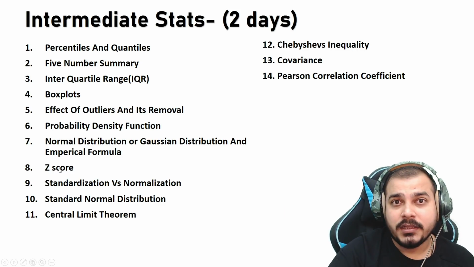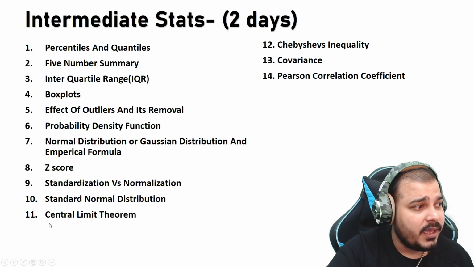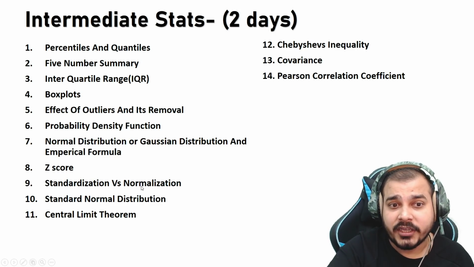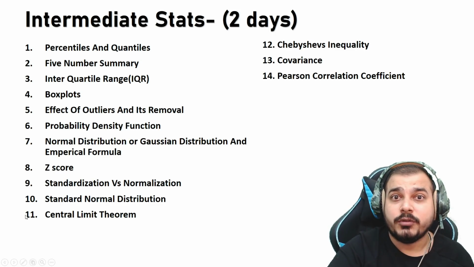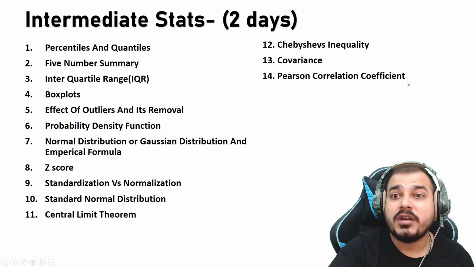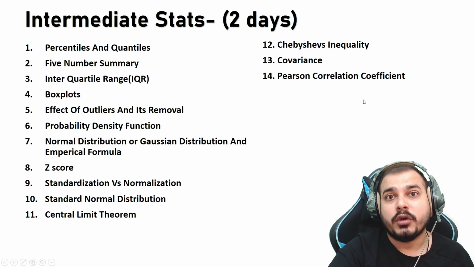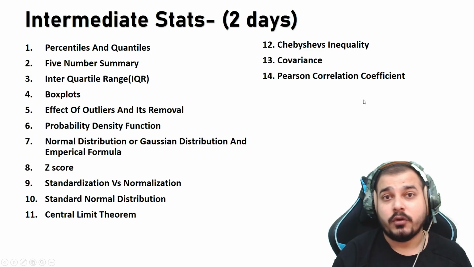Then you have Z score. Over here, a lot of interview questions can be asked. One of the interview questions may be: what is standardization versus normalization? What is standard normal distribution? What is central limit theorem? Chebyshev's inequality, covariance, Pearson correlation coefficient. I missed one more, that is Spearman correlation coefficient, Spearman rank correlation coefficient.